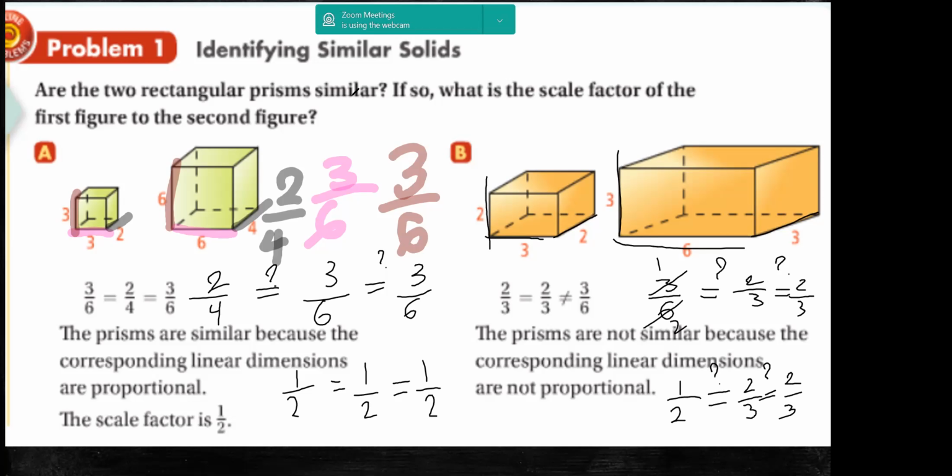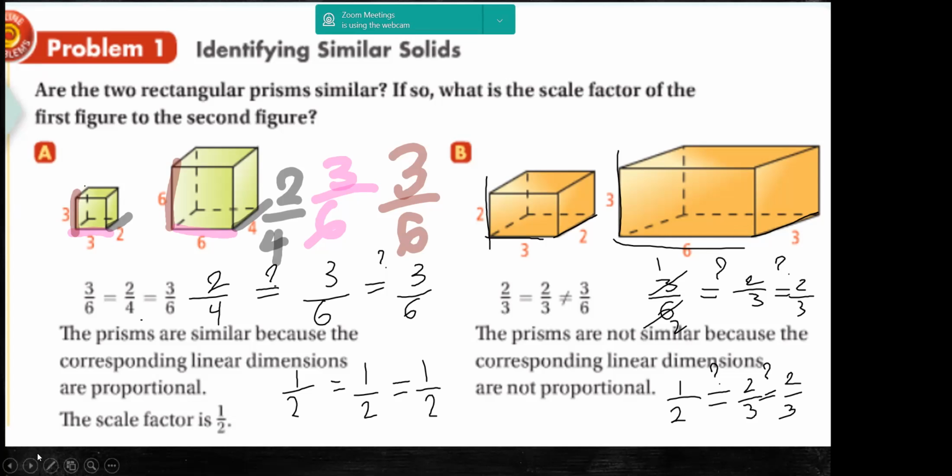As you see, they are not equal. The three ratios must be equal. Since one of them is not the same as the other two, we say that these prisms are not similar, because when we compare the corresponding dimensions they are not equal. So there is no scale factor for these two shapes. This is the first idea.